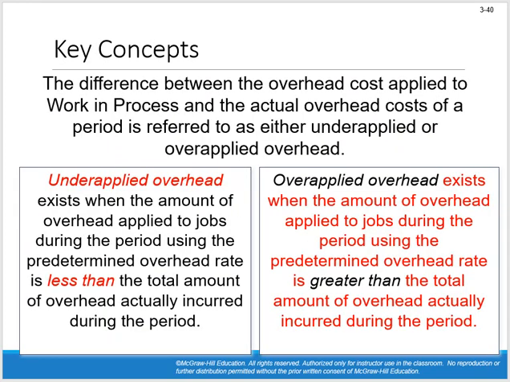So a few key concepts. The difference between the overhead cost applied to WIP and the actual overhead cost of a period is what we call either under or over applied overhead. Under applied overhead exists when the amount of overhead applied to jobs during the period using the predetermined overhead rate is less than the total amount actually incurred, and overapplied is just the opposite. Overapplied exists when the amount of overhead applied to jobs during the period using the predetermined overhead rate is greater than the actual overhead incurred during the period.